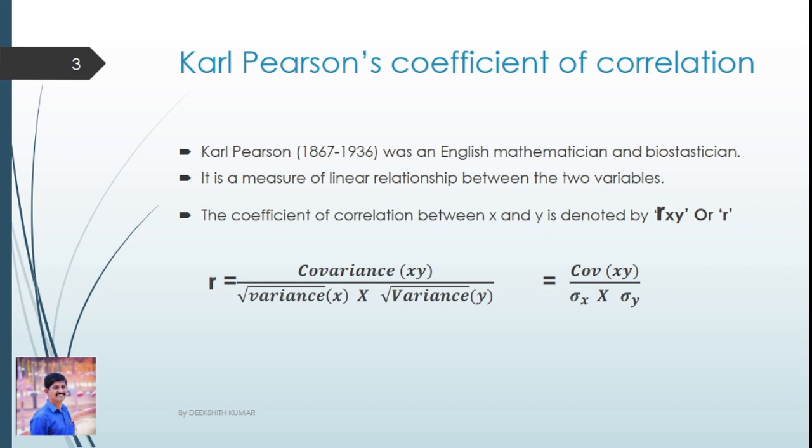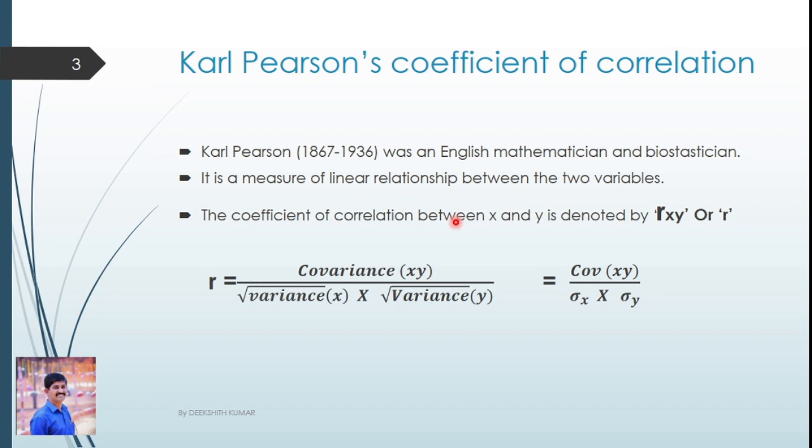So in this method, Karl Pearson's coefficient of correlation is a measure of linear relationship between two variables, that is x and y. The coefficient of correlation between x and y is denoted Rxy, or simply R. We may call R or Rxy; for convenience, we always call it R. According to Karl Pearson, R is equal to, here you can see the formula, covariance xy divided by square root of variance x into square root of variance y. In other words, covariance xy divided by standard deviation x into standard deviation y. This is a very simple formula given by Karl Pearson.